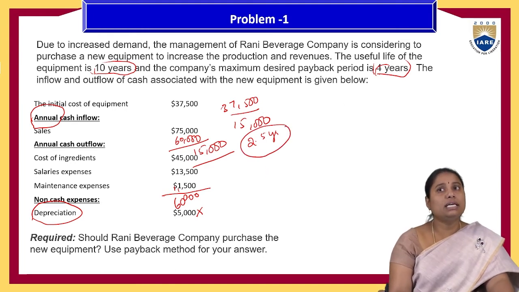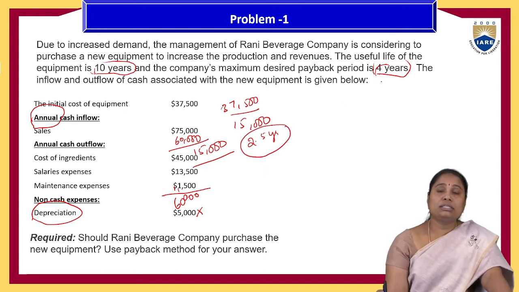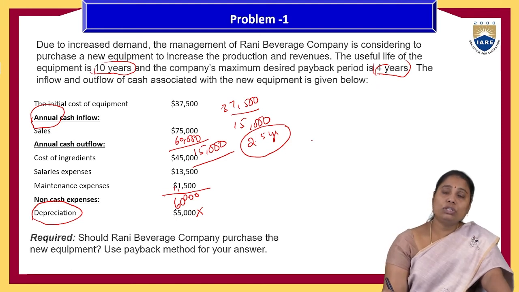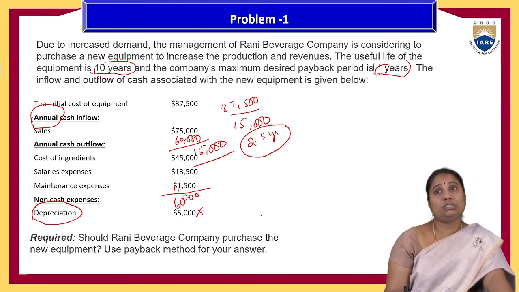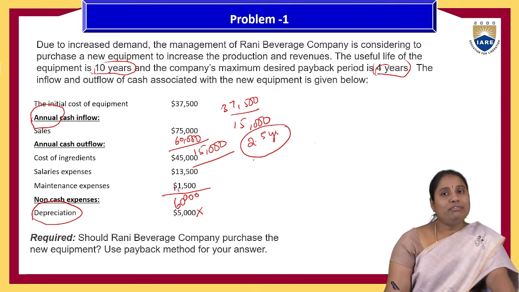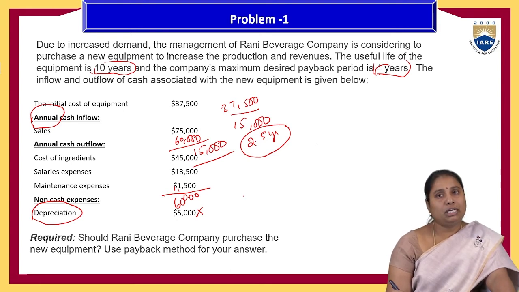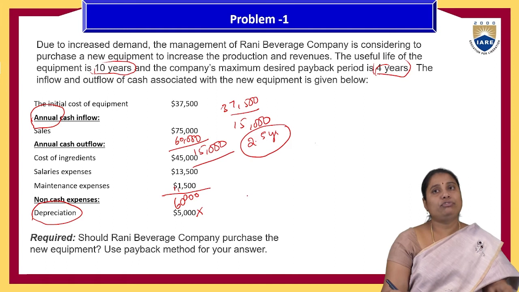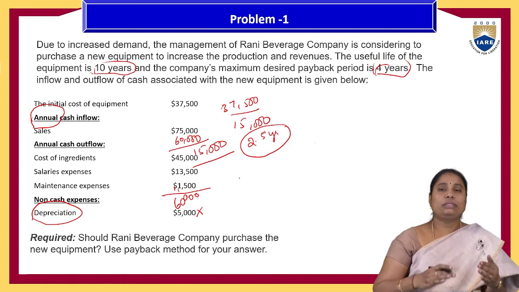Their desired period is up to 4 years. If the payback period is more than 4 years, they should not go for the purchase. Up to 4 years, they can purchase. But they are getting back their investment within 2.5 years only. Then it is better to go for the purchase of this particular machinery by the Rani Beverage Company Limited. So that suggestion we have to give after doing all this analysis.